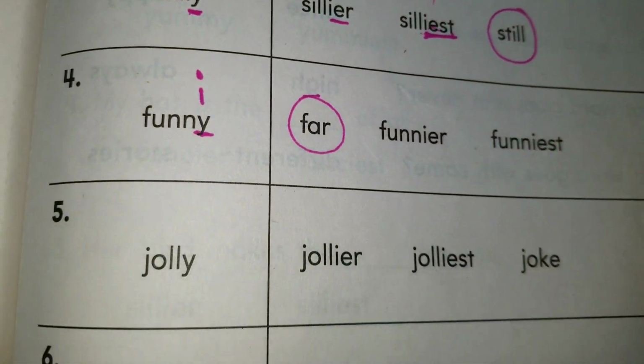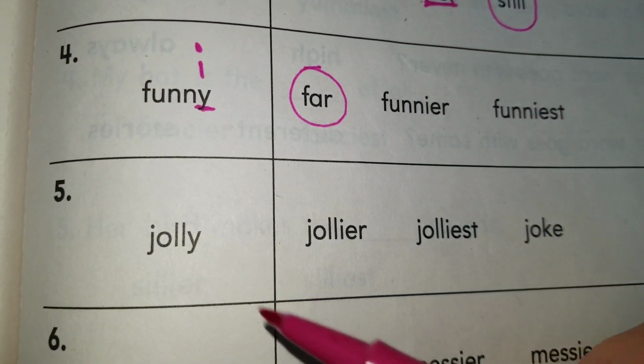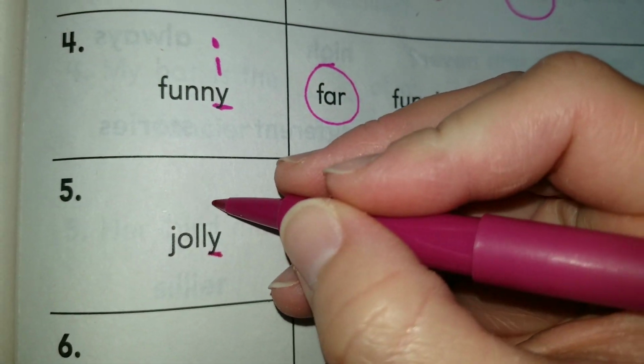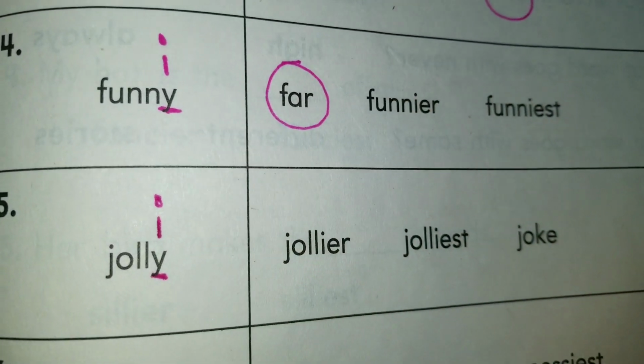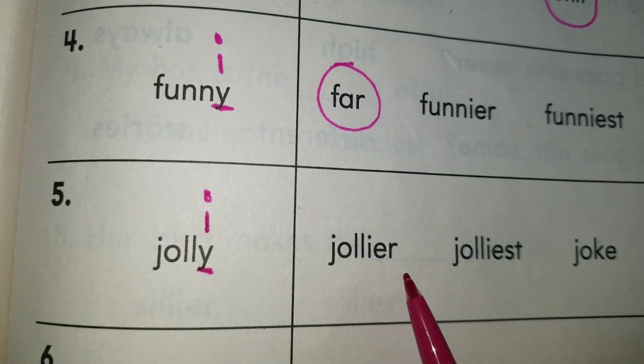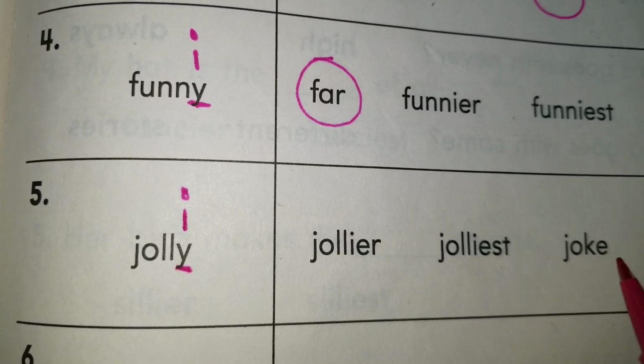Funniest. Number 5, jolly. So we replace the Y with the letter I. And now, let's see which word doesn't belong. We have jollier, jolliest, and joke.